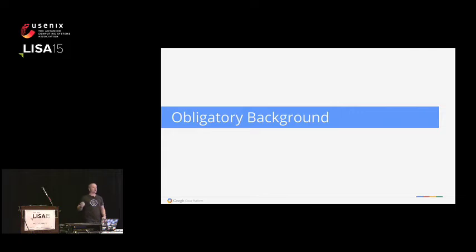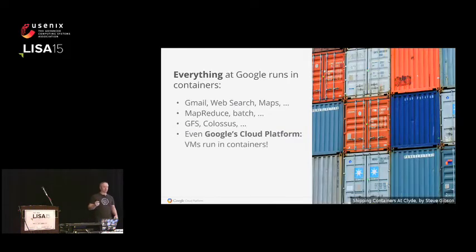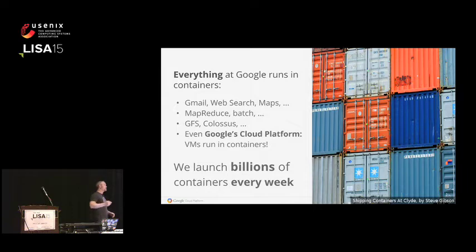So, obligatory background. Google has been doing containers for a little while, about 12 years. Everything we do runs in containers. That's Gmail, search, web, ads, everything. We literally rerun billions of containers every week. Billions is plural. I don't actually have a current number, but last year it was over 2. So it's probably on the order of 3 this year.